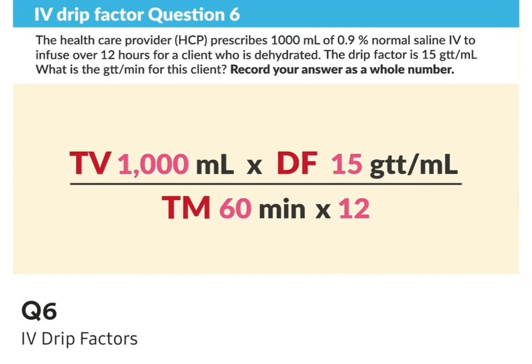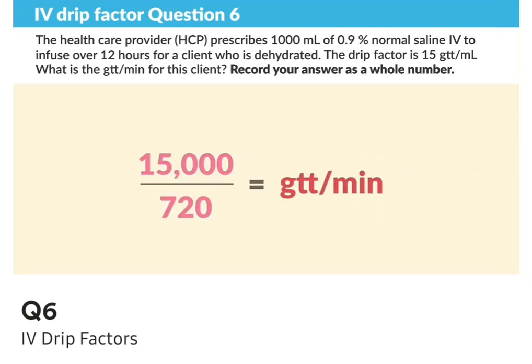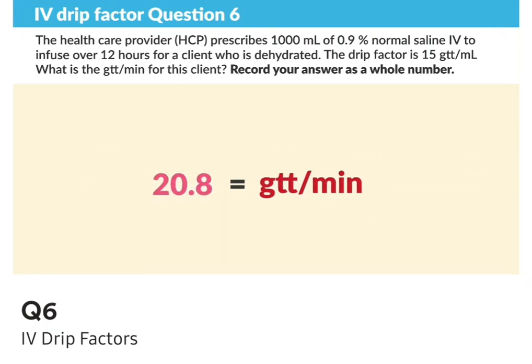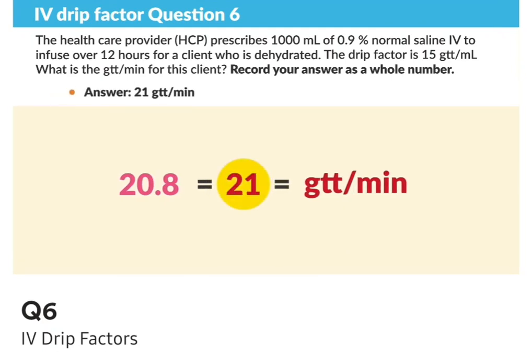Okay, now we're multiplying both top and bottom across. So we get 15,000 over 720. Then we do simple division, and we get 20.8. So we must round up because we can't give a portion of a drop, right? So the correct answer is 21 drops per minute.